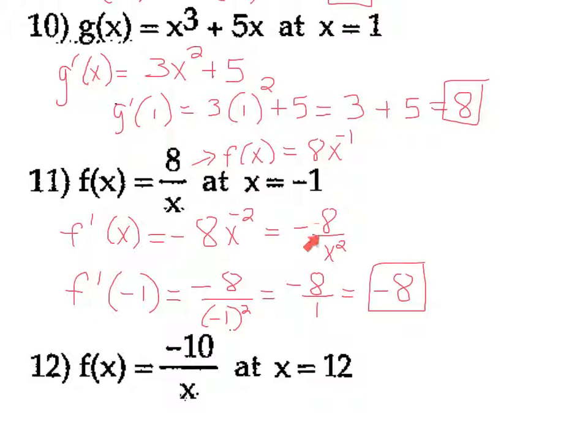Then once you have it like that, you find the derivative at x equals negative 1. So at x negative 1 squared, that would be positive 1, negative 8 divided by 1, and that is negative 8. Or you get a negative 8x, like the negative 8.